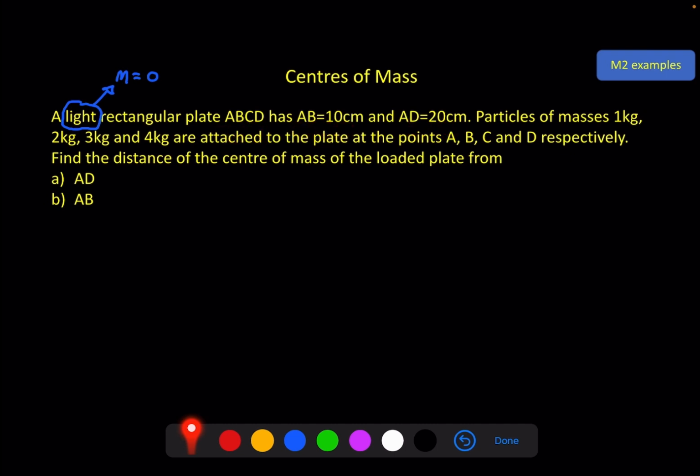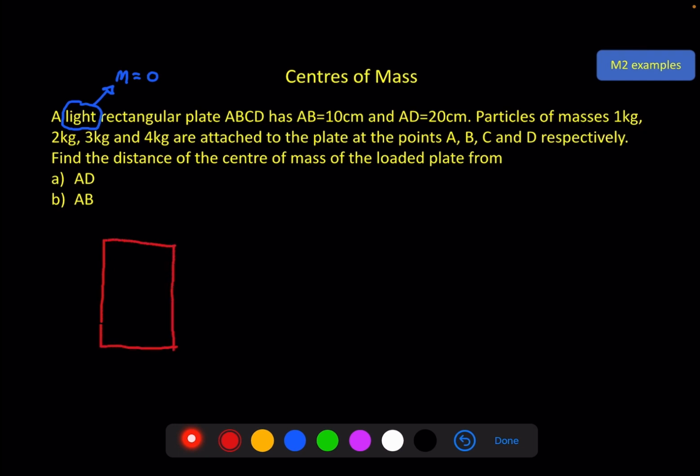20 centimeters. Particles of masses 1, 2, 3, and 4 kilograms are attached to the plate at points A, B, C, and D respectively. Find the distance of the center of mass from AD and from AB. Now this is a situation where I would draw a diagram, just to have A, B, C's, and D's all in the right places. So our rectangle, something like this.